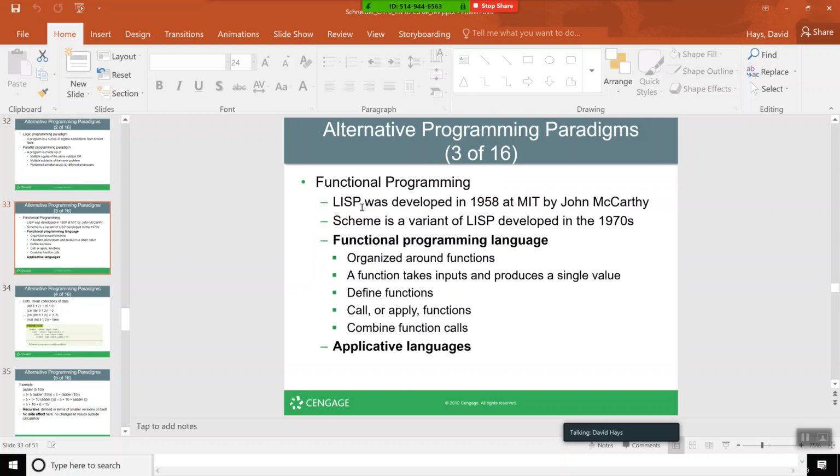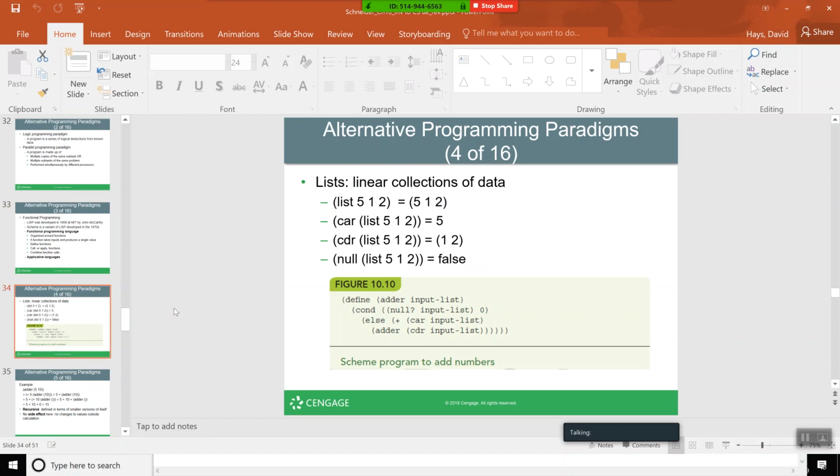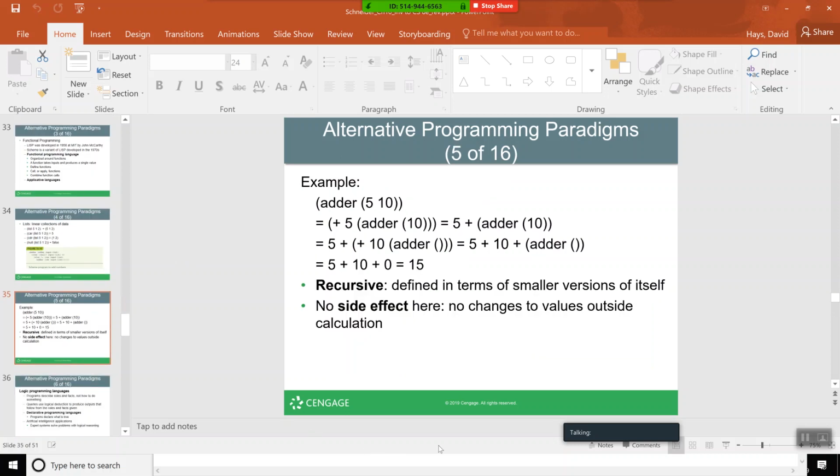Functional programming: Lisp. I wrote one program in that some 35 years ago. Scheme I've never used. It's organized around functions. A function takes inputs and produces a single value. You define functions, call or apply functions, then combine function calls. Oh yeah, I remember this. This is the format that Lisp was in. This is Scheme, but it has collections like this. I'm going to go over Scheme.